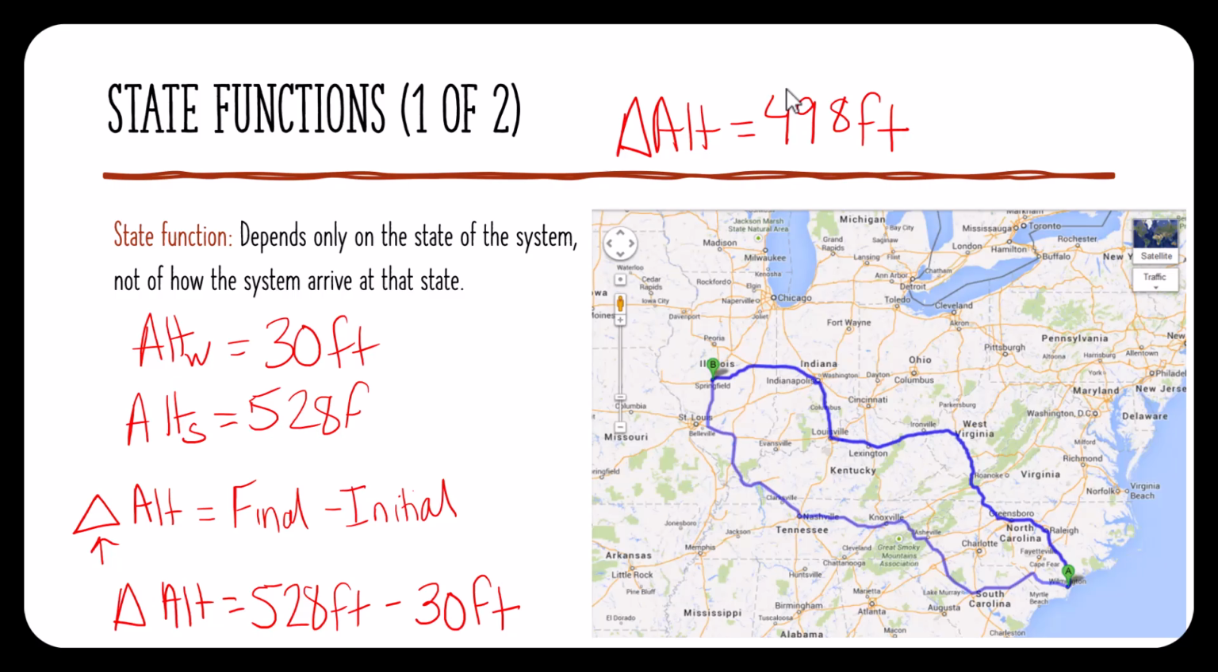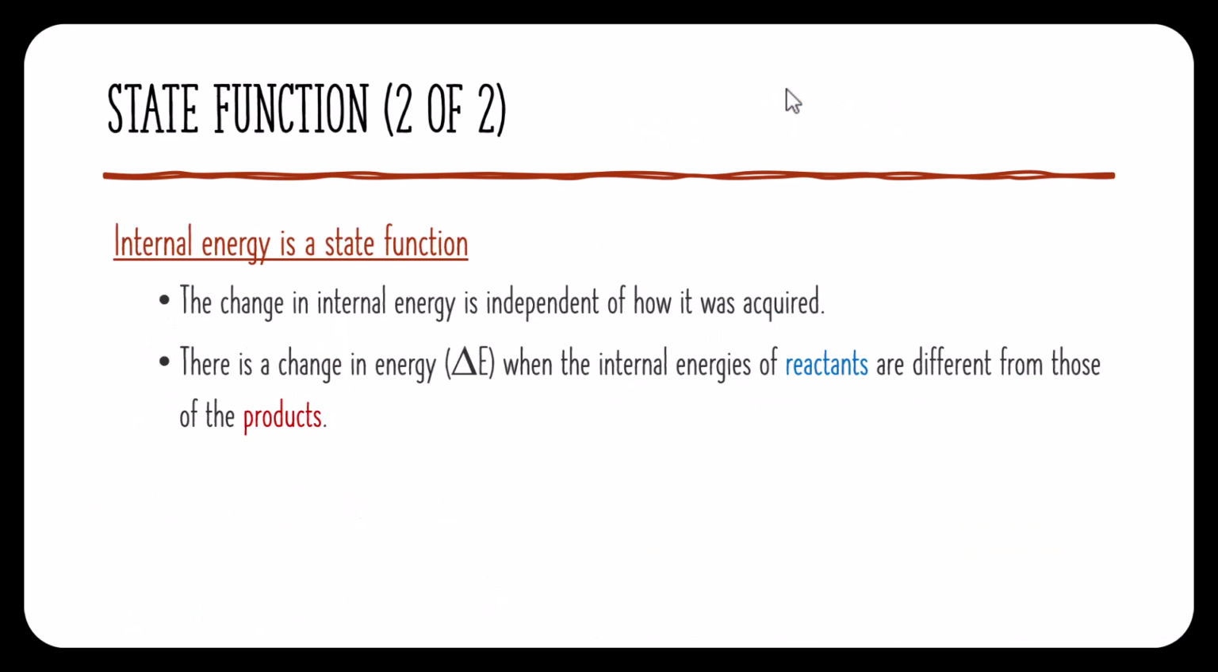Energy for a given system is the same. When we're talking about the energy for a chemical reaction, it's independent of how it was acquired and what steps actually took place. It depends only on the final and the initial. So if I wanted to write a formula for the change in energy, I would take the energy of my final minus the energy of my initial, and subtract those two.